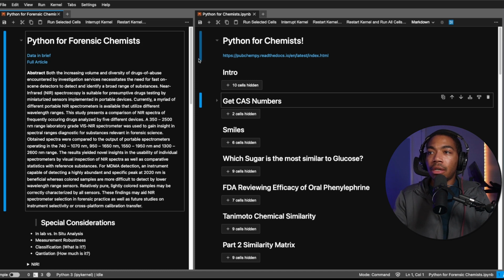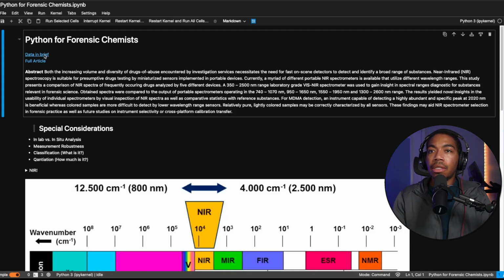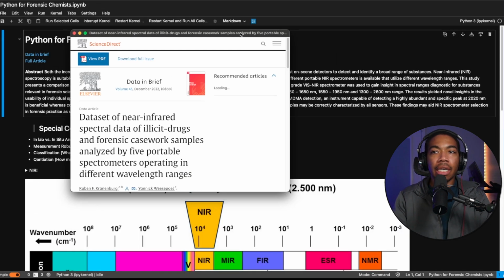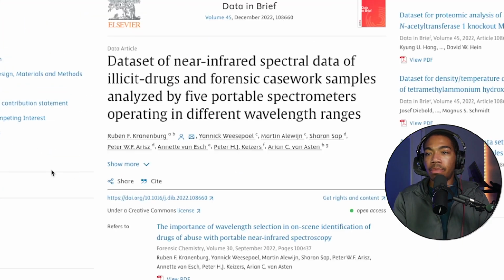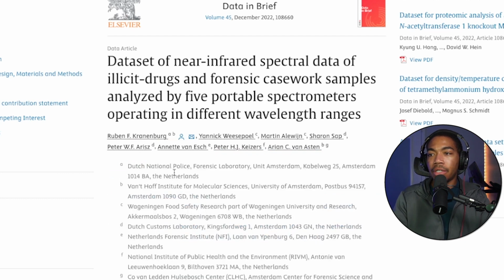So let me switch gears a little bit. If we go to the Data in Brief, this is where the data was sourced. And this article is by Arjen van Asten. I think I've met him at a mass spec conference, but these guys are really smart. They're all various forensic experts in the Dutch National Police, Dutch Customs Laboratory, all these wonderful folks in the Netherlands. And so great guys to follow.